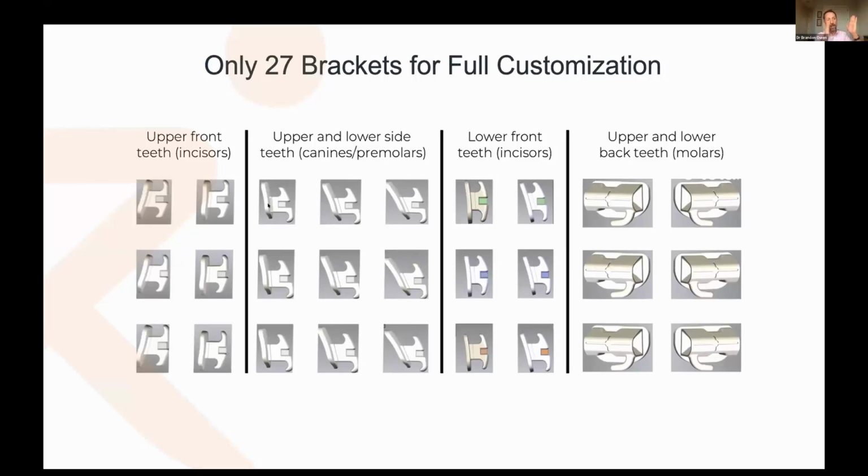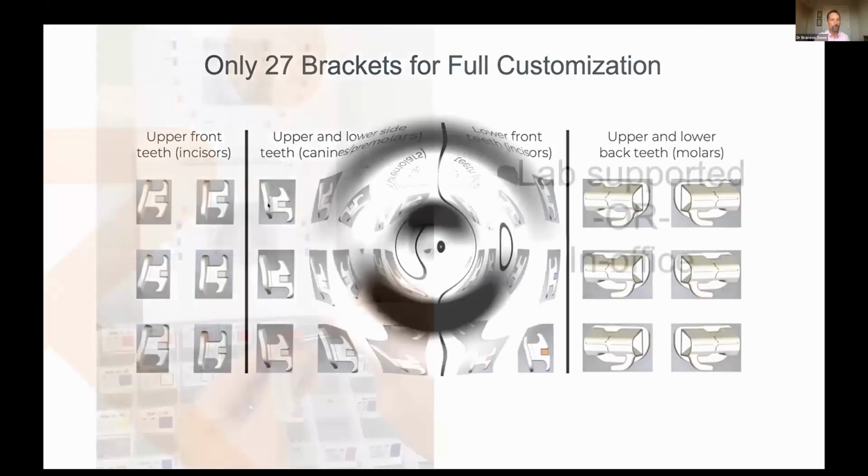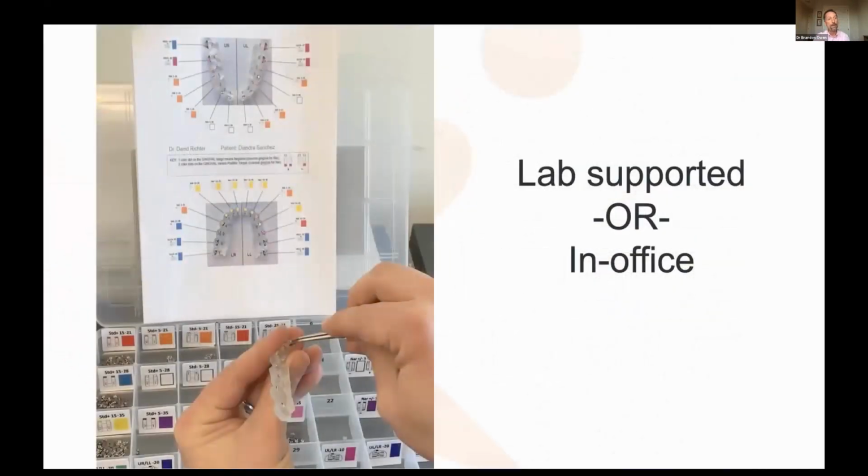And then we also have a high profile, a medium profile, and a low profile bracket, so we can get the perfect in and out position. So if the central groove needs to be kicked a little bit lingual, we can use a higher profile bracket so it lines up with the appropriate position. And then every patient gets their own custom prescription.